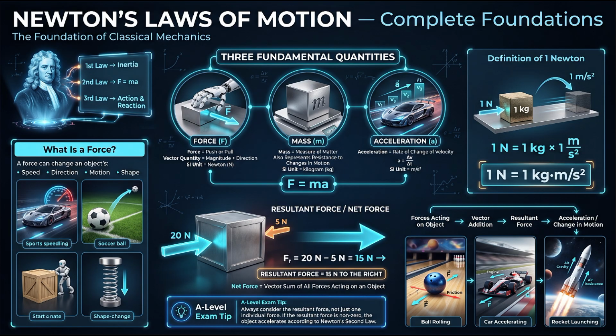rocket launching into space. To understand Newton's laws properly, we first need to understand the meaning of force, mass, and acceleration. A force is simply a push or a pull acting on an object. A force can change the speed of an object, change its direction of motion, change its state of motion, or even change its shape. For example, when a car engine produces a force, the car can speed up. When a football is kicked, the force of the kick changes the ball from rest to motion. When a spring is compressed or stretched, the applied force changes its shape.